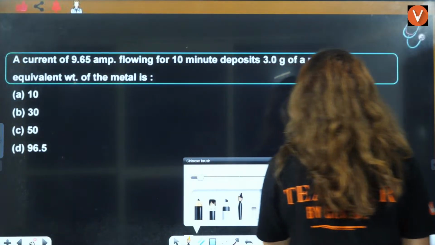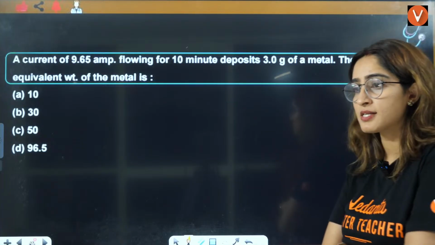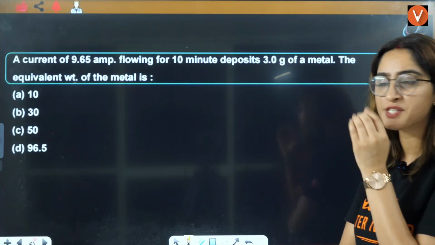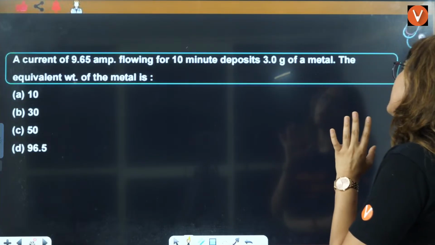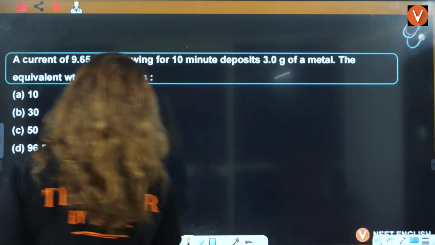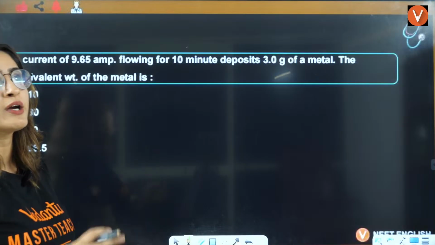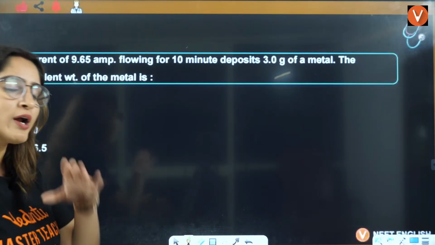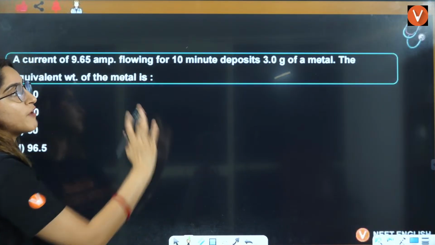So here you have, this question states that a current of this much ampere, this is basically based on Faraday's first law, right? A current of this much ampere flowing for 10 minutes deposits this much of metal, the equivalent weight will be what, right? So this is exactly, the first question that I taught you is not exactly based on Faraday's first law. It is a general question, okay? But this is based on Faraday's law.